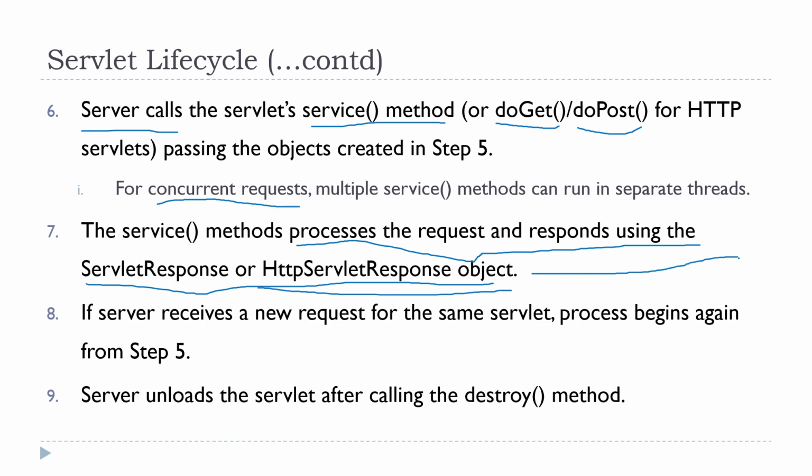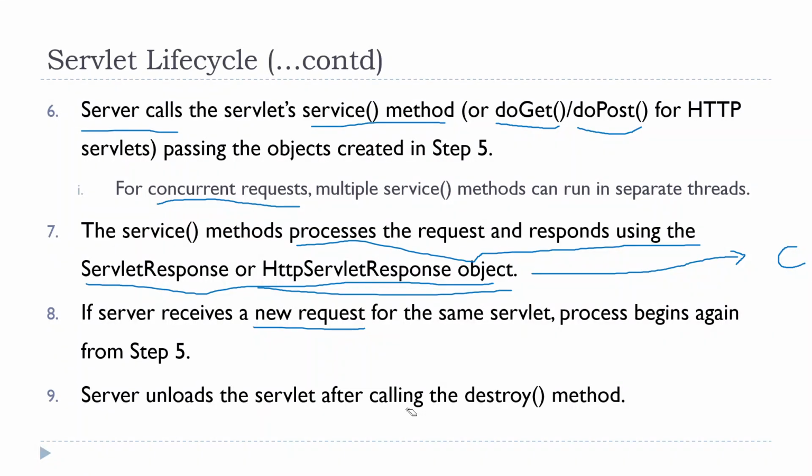Once the response is sent back to the client from step 7, that request has been handled. So the complete cycle of the request coming from the client and the response going back to the client is from step 5 to step 7. And if again there is a new request, then the same process will be repeated.